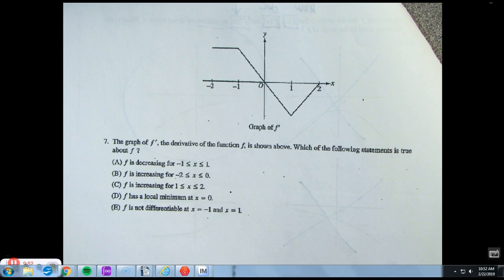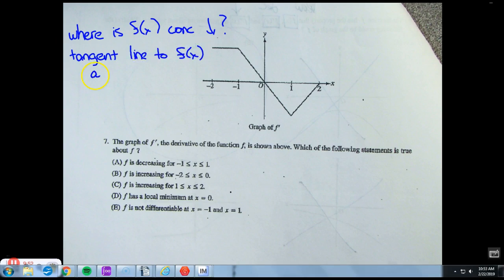I'm going to ask you other questions too. Where is f of x concave down? Find the tangent line. So this is number 7. I'll call this number 8, number 9, 10.